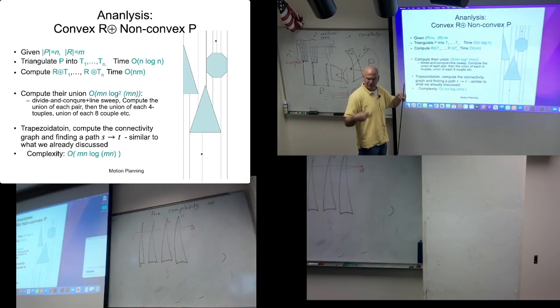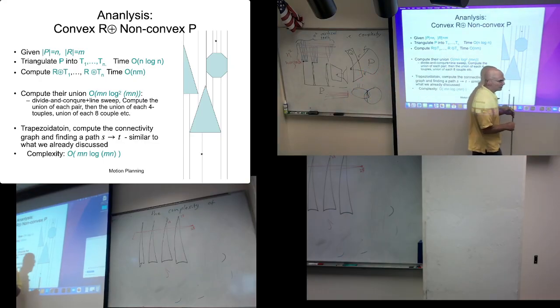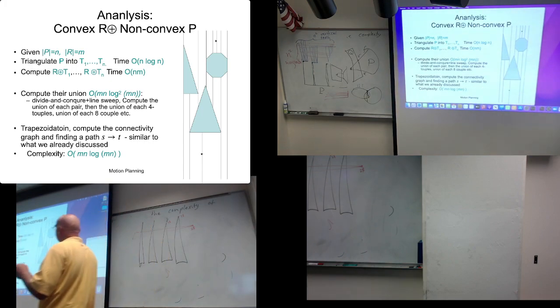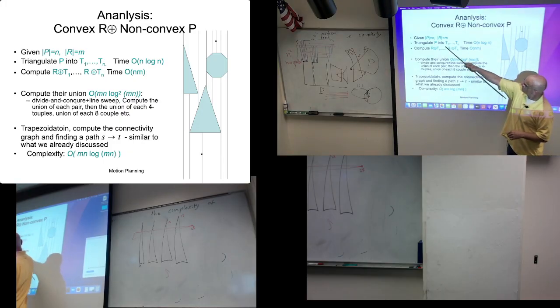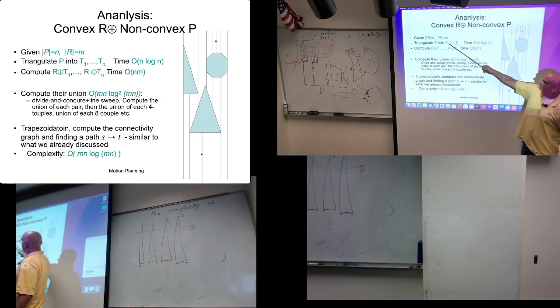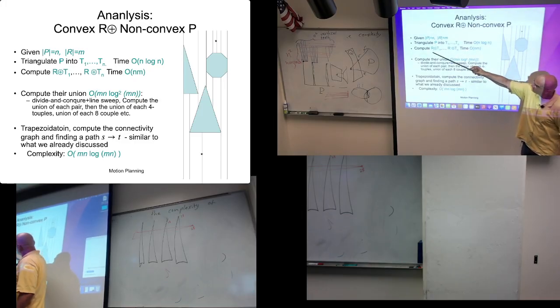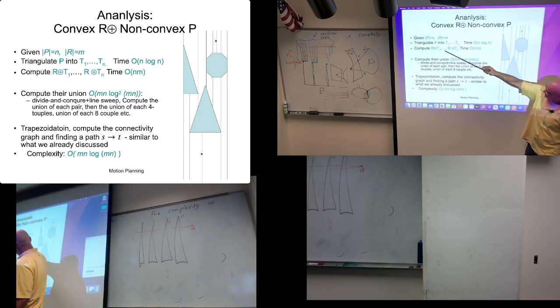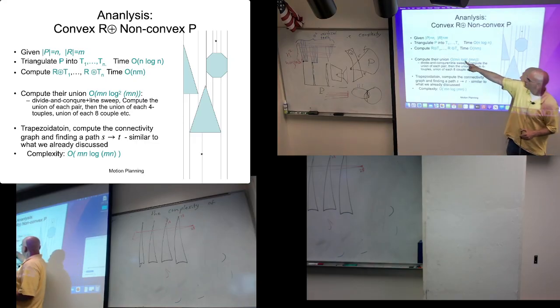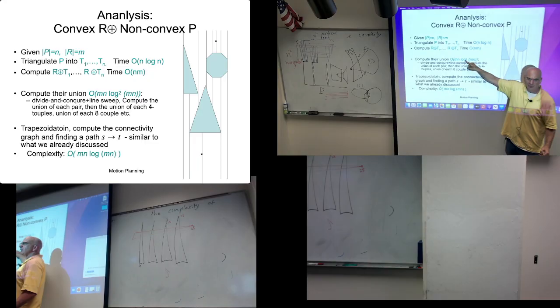Ear chopping, you can always find a diagonal that cuts a polygon. We know that every polygon can be triangulated. So I'll take all the obstacles and triangulate each one of them. From now on, every obstacle is just a triangle, which is convex, by the way. Compute the robot plus T, the robot Minkowski sum, with each obstacle. And now I want to compute their union. How do I compute the union?